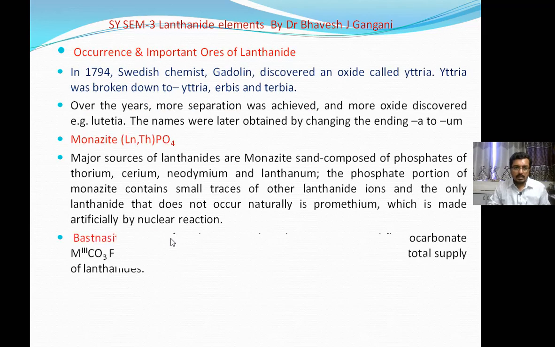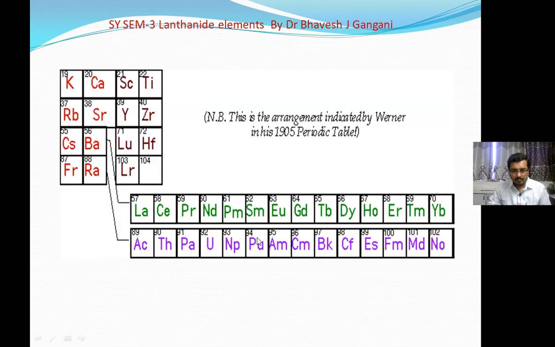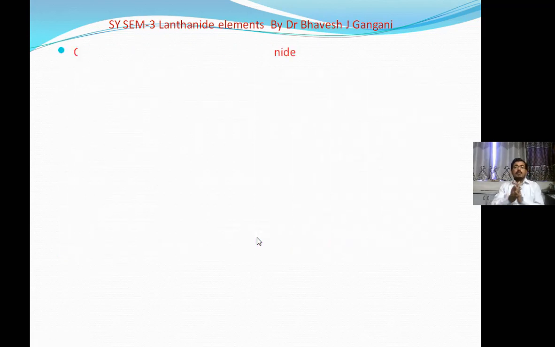So we have studied that all these elements are placed in the same group in the periodic table. The most important point, once again I am reading: since all the lanthanide elements resemble one another in many respects. Resemble means they have similarity in physical as well as chemical properties, so they are placed in the same group. Now let's study the occurrence of lanthanide elements and the importance of lanthanide elements.